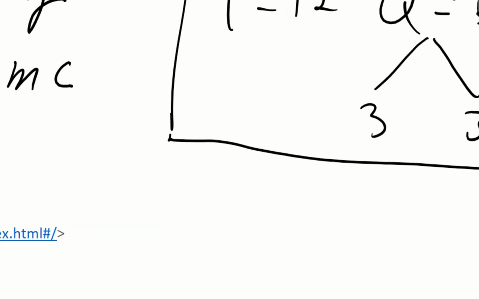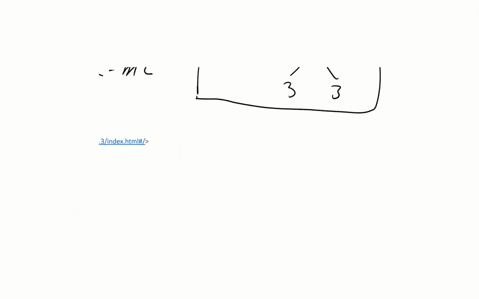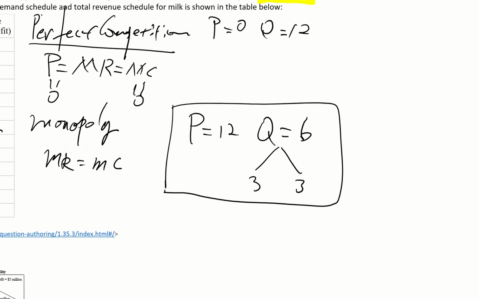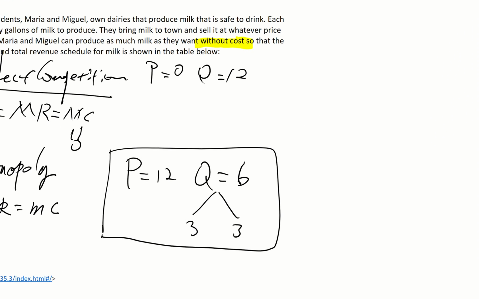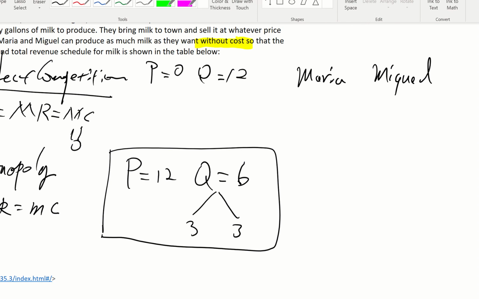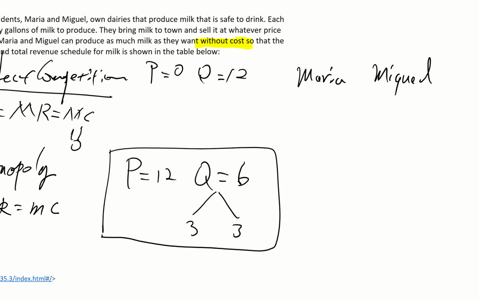Let me give you a scenario. Let me zoom in over here. We said the 2 companies will share the market equally, half and half. So let's suppose between Miguel and Maria, they both decided, we're going to have an agreement that each of us will produce 3 gallons of milk. The agreement says each person produces 3 gallons, the price for each gallon is $12, and each person will have a $36 profit.